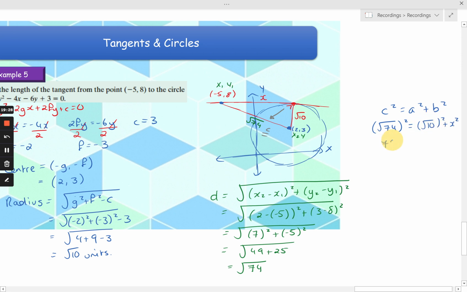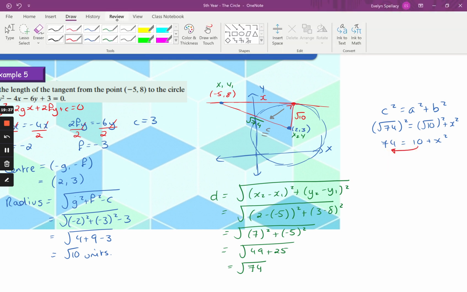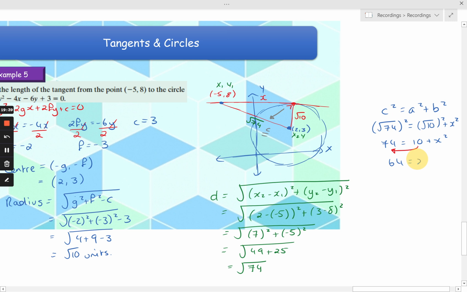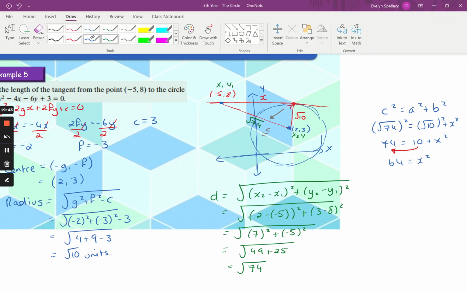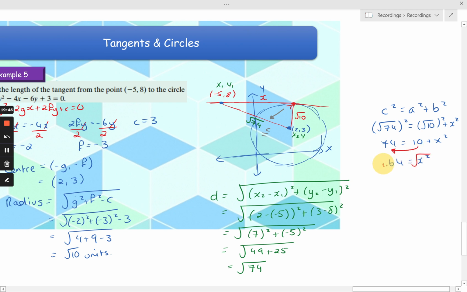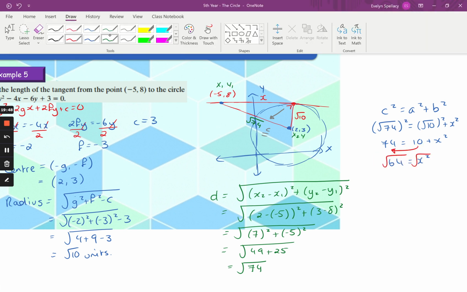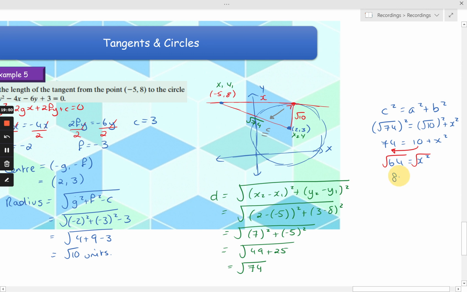So I get 74 is equal to 10 plus x squared. I'm going to bring my 10 over to the other side and it becomes a minus. So we have 74 minus 10 gives me 64 is equal to x squared. To find x now, I'm going to square root both sides. So I get x is equal to 8 units. So the length of the tangent from that point to the circle is going to be 8 units as my final answer.